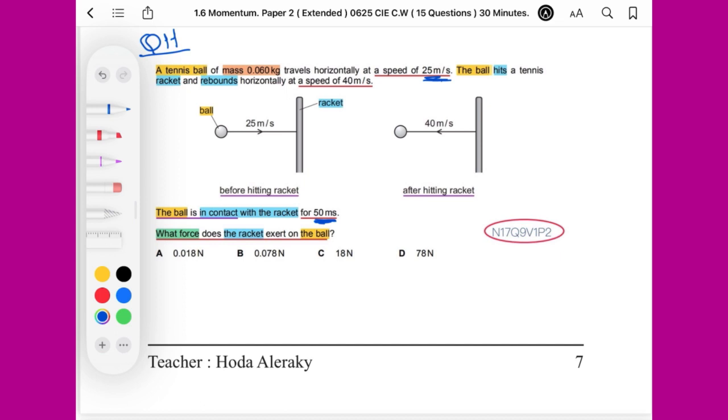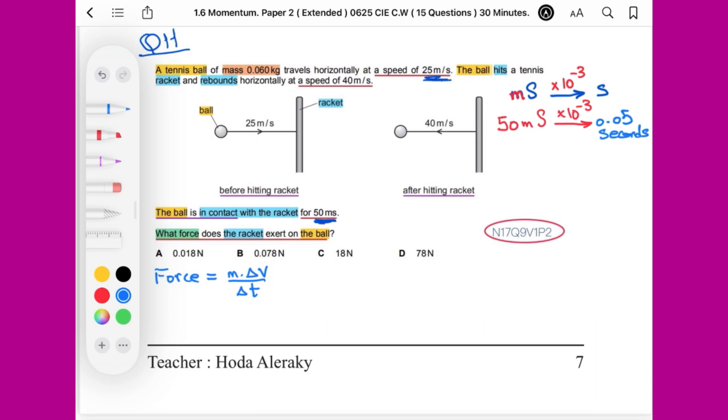What's ms? Millisecond. So first of all, we have to convert, because here we don't have consistent units. We have speed in meter per second, but we have the time in millisecond. So you have to convert millisecond to second. The prefix milli, you have to multiply by 10 to the power of negative 3. So you have 50 millisecond times 10 to the power of negative 3. So your answer will be 0.05 seconds. Is it clear? Okay. So this is the first step.